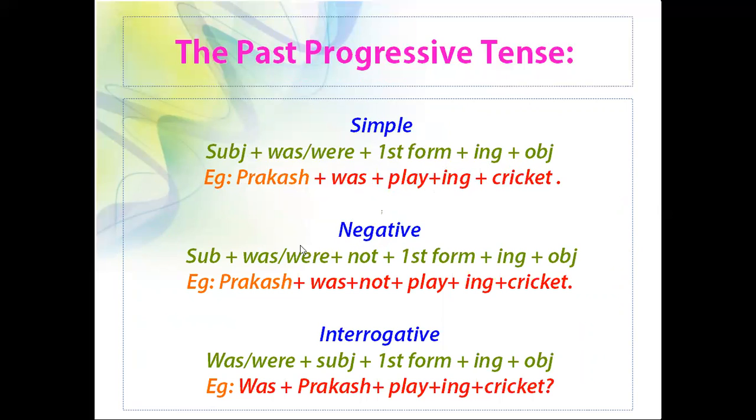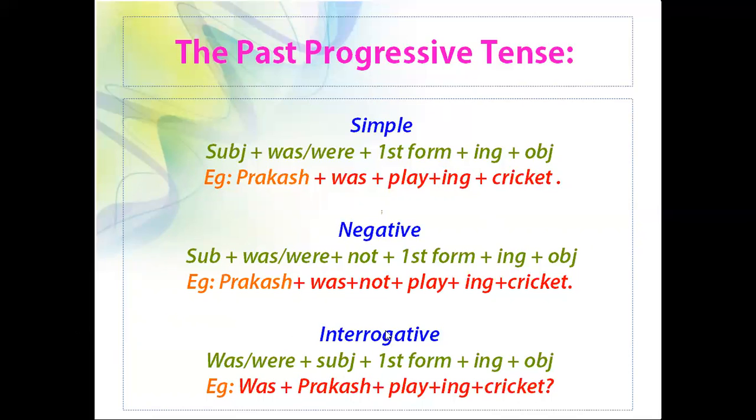While writing in negative: subject plus was or were plus not plus first form plus ing plus object. So for example, Prakash was not playing cricket. What is the subject here? Prakash. Then the verb was, and while writing in negative, you should add not. Then what is the first form? Play. After play, you should add ing. Then what is the object here? Cricket. So Prakash was not playing cricket.